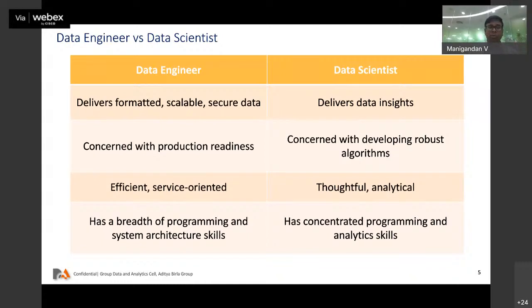So data architecture is what he is looking at. He should not be bothered about what kind of algorithm is running on top of it. Sometimes a data scientist may also do some sort of data engineering, but it's more in a prototype stage. He doesn't do it in a production stage.